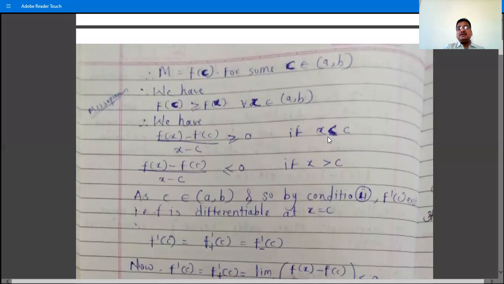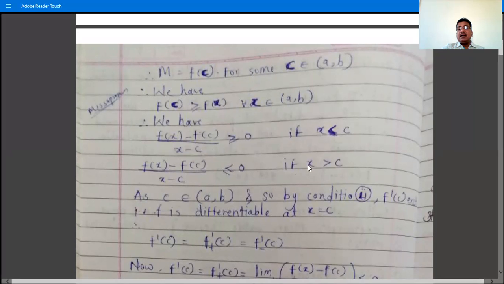And if x is less than c, then what happens? x minus c is negative because x is smaller than c. So if we subtract a larger quantity from a smaller quantity, we have a negative answer. So this quantity is negative, and negative divided by negative is greater than 0. And it is equal to 0 if f of c and f of x are both the same, then f of x minus f of c is 0. In that case, we have equal to 0. So f of x minus f of c divided by x minus c is greater than or equal to 0 if x is less than c.